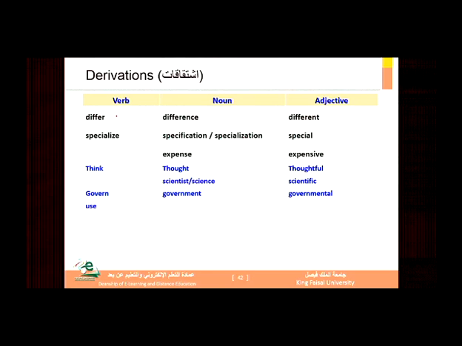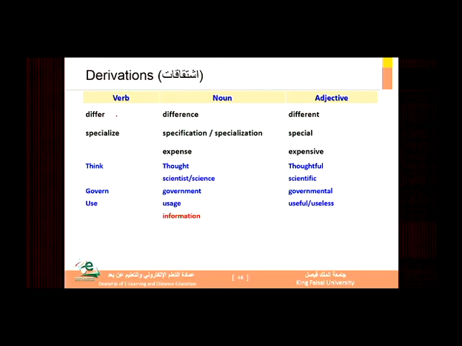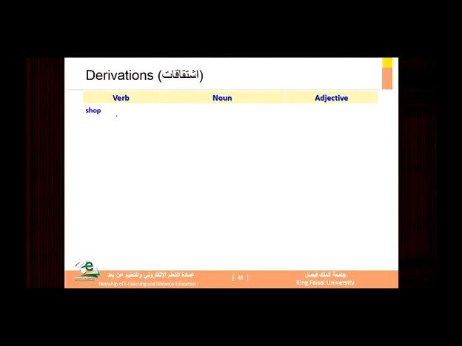The next word is the word use. As it is used as a verb, it is used, يستخدم. Usage is the noun, استخدام, while useful is the adjective. Useful, مفيد, while useless is غير مفيد. The noun information, we can derive from it the word inform, which is the verb, and from the word move, we can derive the noun movement.